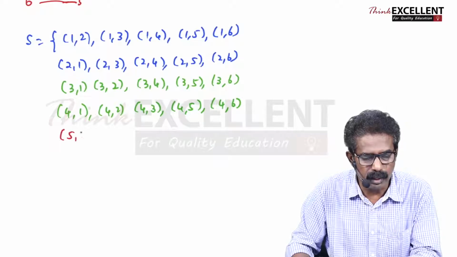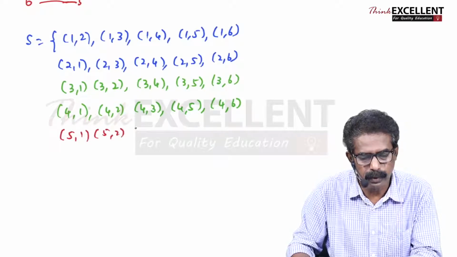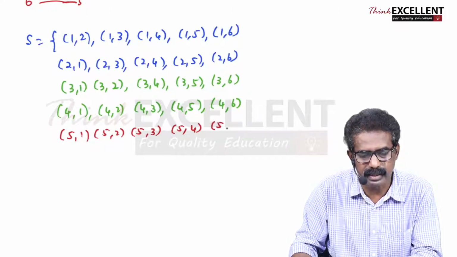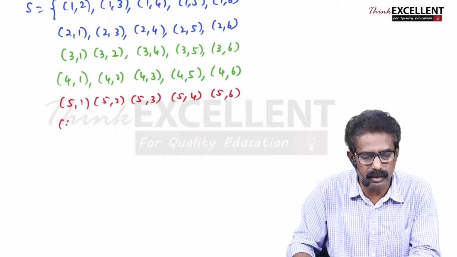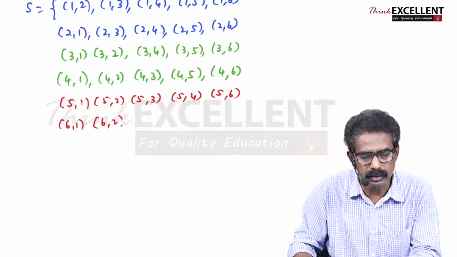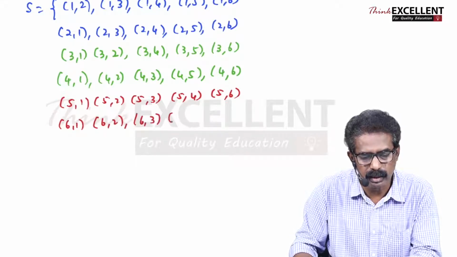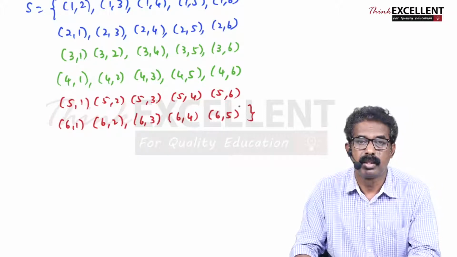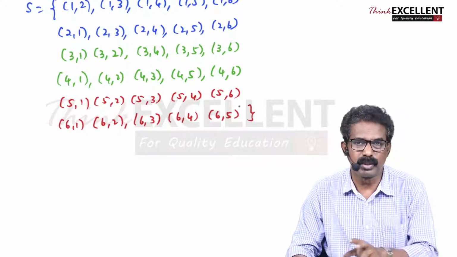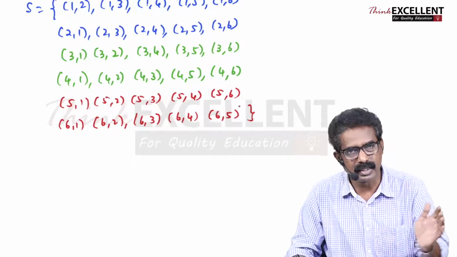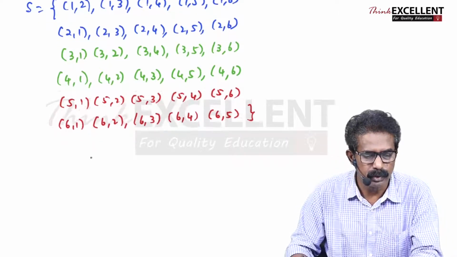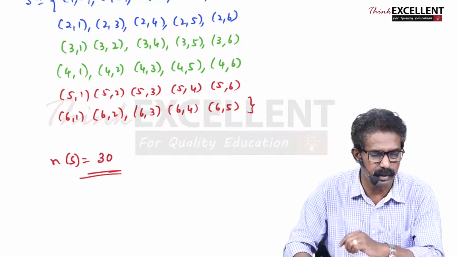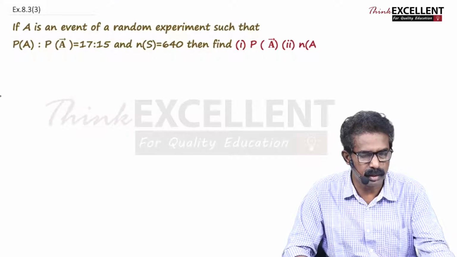So 5,1; 5,2; 5,3; 5,4; 5,6. And the last one, 6, you write 6,1; 6,2; 6,3; 6,4; 6,5. Okay, so those doublets you leave: 1,1; 2,2; 3,3; 4,4; 5,5; 6,6. Those 6 elements you leave, write all the remaining. So here n of S, that 6 is not there. If you count, definitely you'll get what? 30. So now let's move on to the third question.